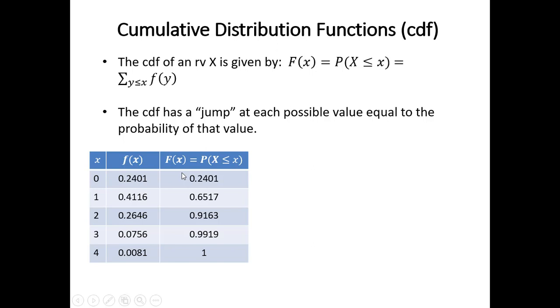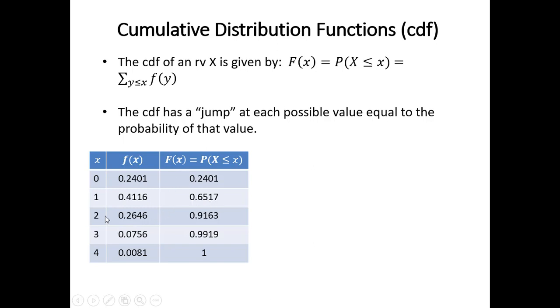Now the CDF is what we get when we look at the cumulative value. So my first value for the CDF, capital F of 0, would be the same as this, 0.2401. Capital F of 1 is going to be the sum of these two values, the sum of the probabilities x equals 0 and x equals 1. So that's why we get 0.6517.